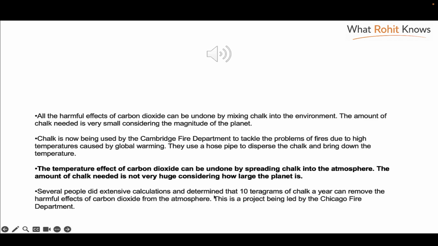But unfortunately, the second sentence is wrong. Again, they refer to Chicago Fire Department in a different context, which is not correct. So that's why we won't go with this. We will pick the third option. That is the correct summary.